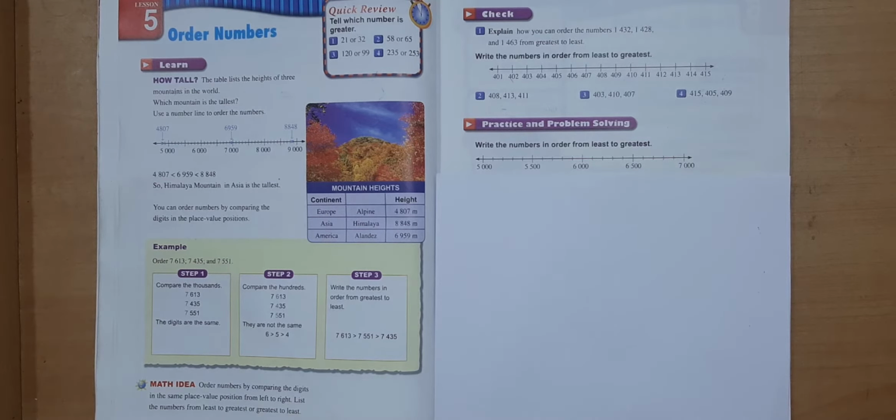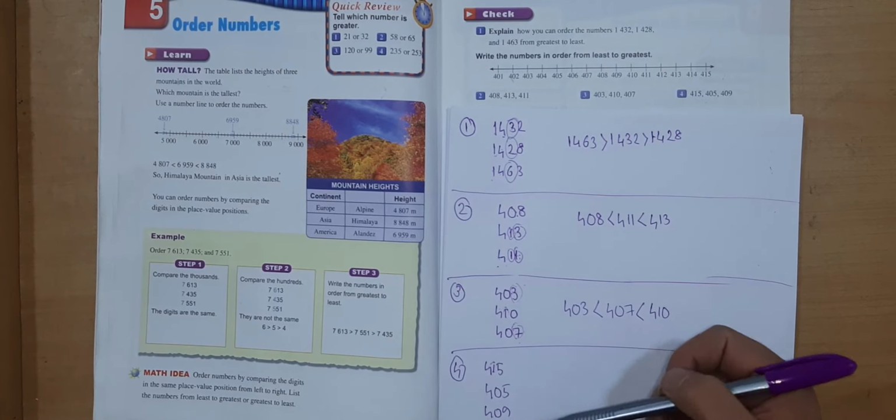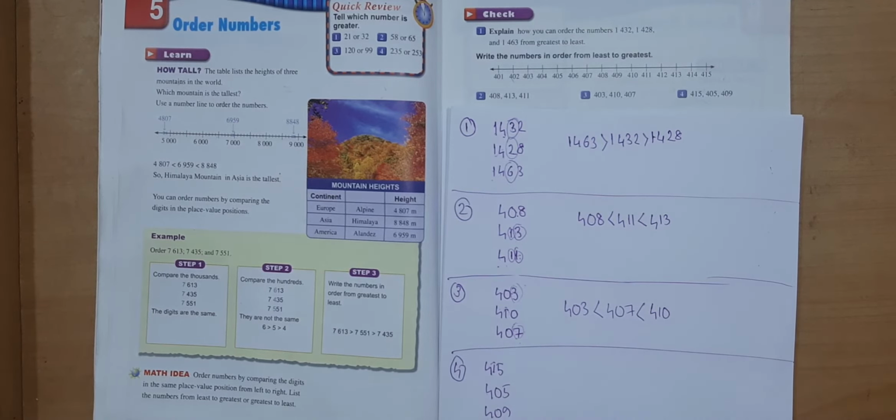Look at the 100 spot. In all three, we've got number 4. That means they're equal in terms of the 100 spot. Then let's move on to the 10 spot. Look, in here we have 10, and in these two we have 0. So this one is greater than these two. And between these two, let's find out which one is less than the other.